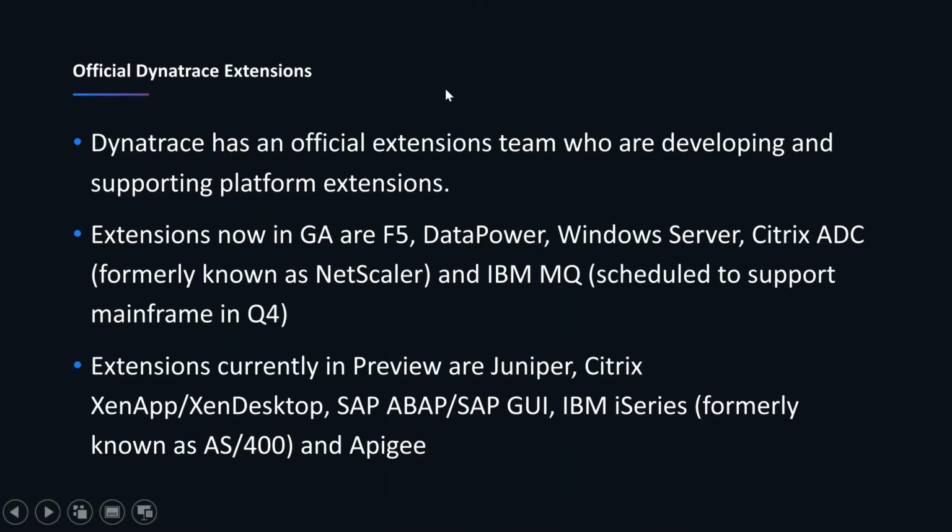Cool. We have an official Dynatrace extensions team. So we have a dedicated team who are constantly developing and supporting platform extensions in Dynatrace. There are several core offerings that are already GA. These are things like F5, DataPower, legacy Windows servers, NetScaler, IBM MQ, and then a few in preview, such as Juniper, Citrix, SAP ABAP, SAP GUI. These extensions are really good. They're really in depth, and they will bring a lot of metrics for these critical devices that you need.